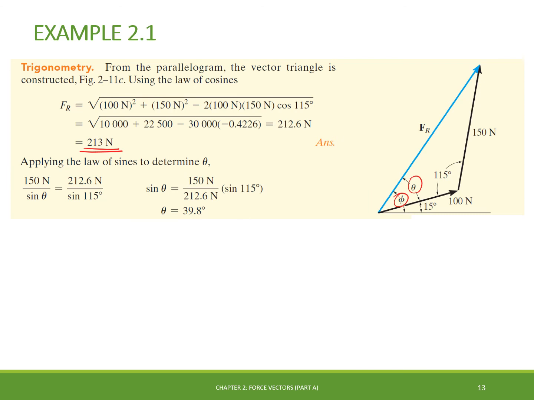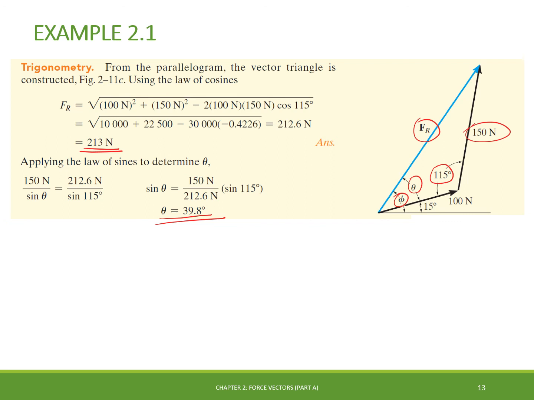Then next, we have to calculate the value of the internal angle theta by applying the sine law. In order to do so, we just need to take the magnitude of the force F2, the angle C, and the magnitude of the resultant force that we just calculated. After plugging all those values in the sine law equation, the result for theta is 39.8 degrees.